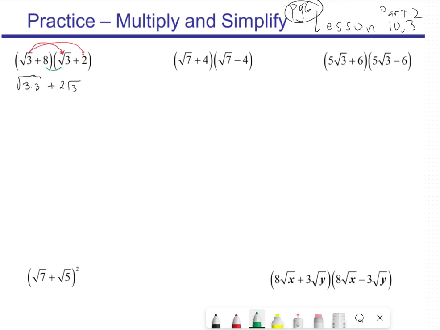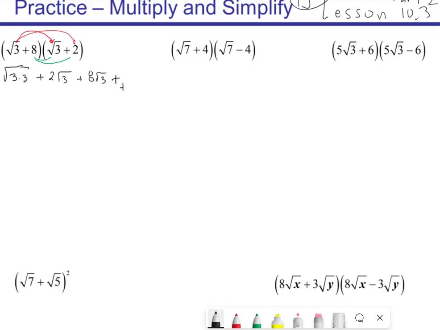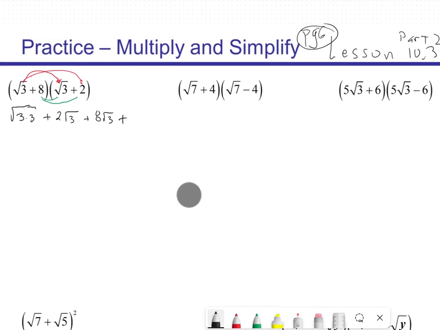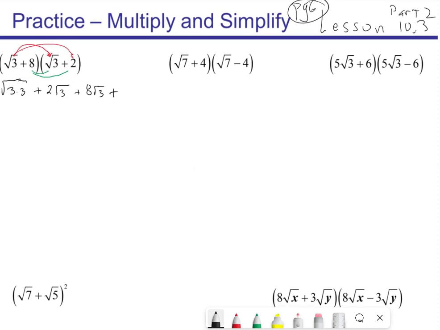Now we've got to take 8 times the first one, 8 times the last one. Now again, we cannot go 8 times 3. So we will get 8 times the square root of 3. We can't multiply because the 8 is a whole number and the 3 is a radical. But on the last one, we have 8 times 2. 8 is a whole number, 2 is a whole number, so we can do that, and we get 16. Okay, I'll move the screen a little bit here. And so 8 times 2 is 16. So 4 multiplications.